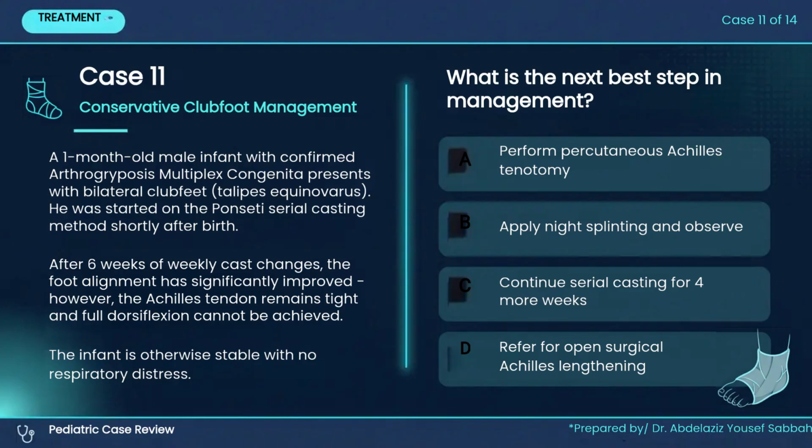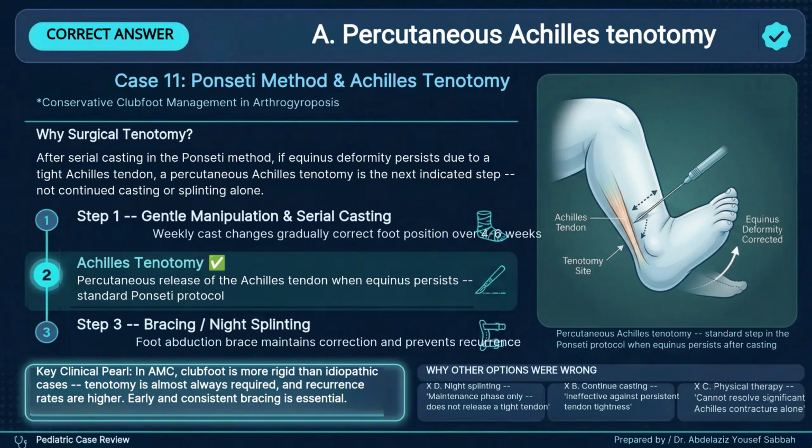Case 11. A 1-month-old male infant with confirmed Arthrogryposis Multiplex Congenita presents with bilateral club feet. He was started on the Ponseti serial casting method shortly after birth. After 6 weeks of weekly cast changes, the foot alignment has significantly improved. However, the Achilles tendon remains tight and full dorsiflexion cannot be achieved. The infant is otherwise stable with no respiratory distress. What is the next best step in management? Option A. Perform percutaneous Achilles tenotomy. Option B. Apply night splinting and observe. Option C. Continue serial casting for 4 more weeks. Option D. Refer for open surgical Achilles lengthening. The correct answer is Option A.